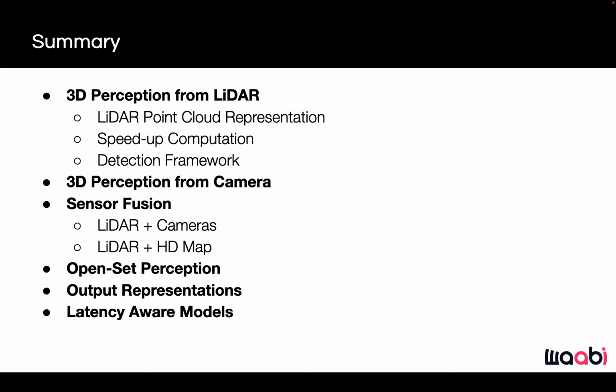So this brings us to the end of this session. To summarize, we discussed how to build a robust 3D perception system by exploiting information from different sources with different sensor fusion strategies. We also talked about the unknown object recognition problem and different output representations that have been used for perception. Lastly, we discussed the system latency when we deploy the perception system in the real world.